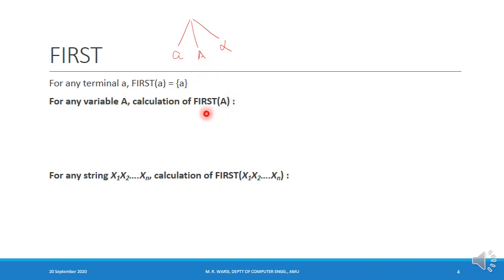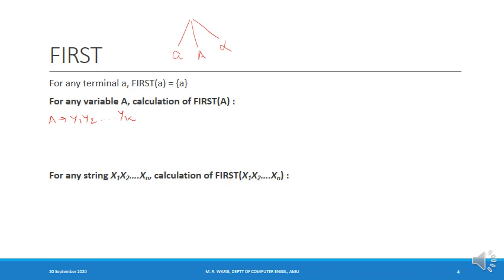In order to calculate the first of variable capital A, we'll look at the productions of the variable capital A. We'll pick up each production one by one. We'll take the first production and calculate first of capital A on the basis of that. We'll take the second production and calculate the first of capital A on the basis of that production. This way we'll keep going. So let us say that from the variable capital A, I have the production capital A derives y1, y2 and so on up to yk.